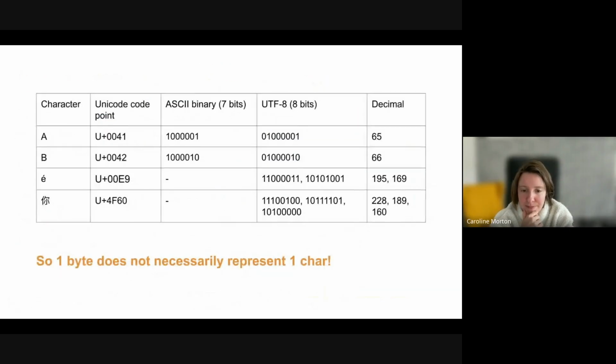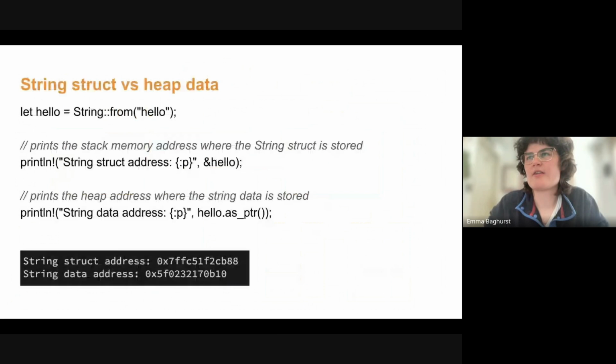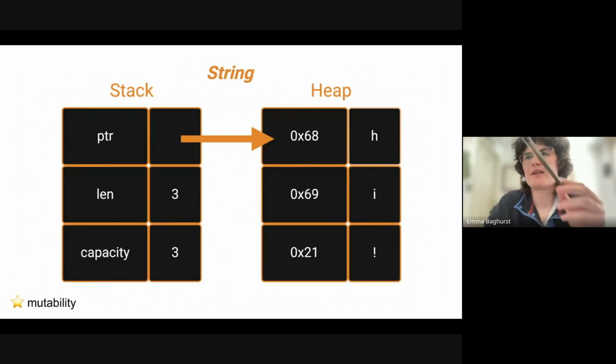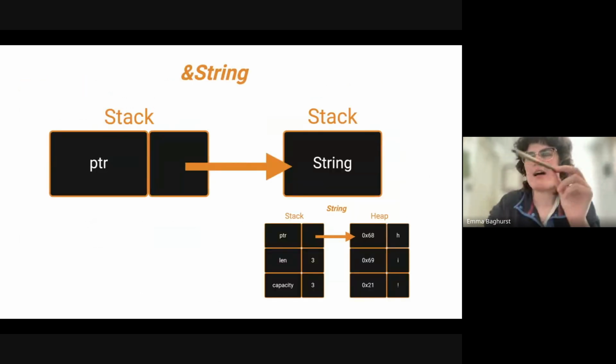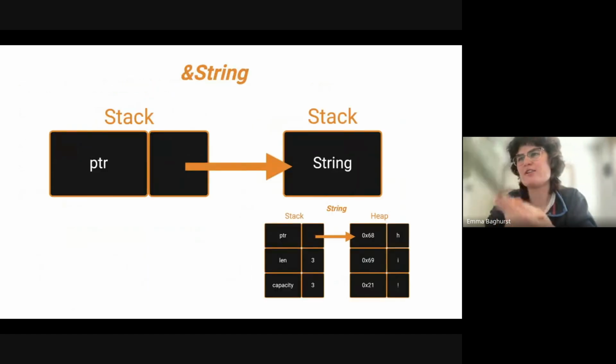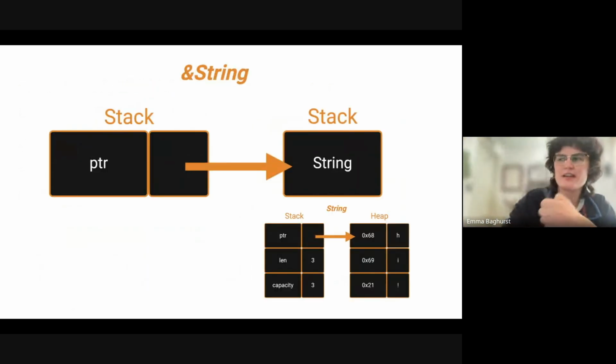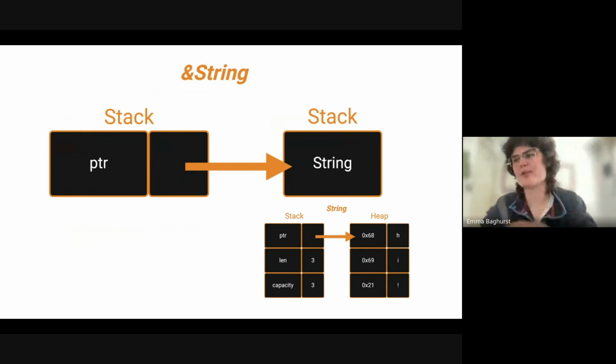Okay. So with String, you've got the pointer, length and capacity on the stack, and it's pointing to the data on the heap, which is the actual string data. And this I just wanted to mention because it confused me when I saw it. It's basically just a pointer to that String structure. So this is literally just a reference to that String structure, which itself has a pointer that points to the heap.